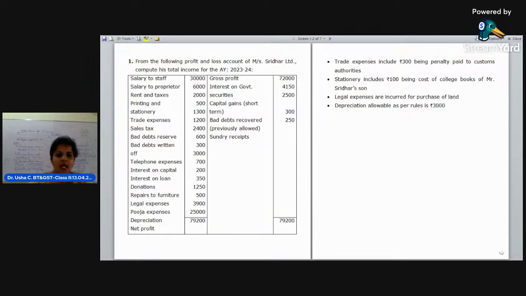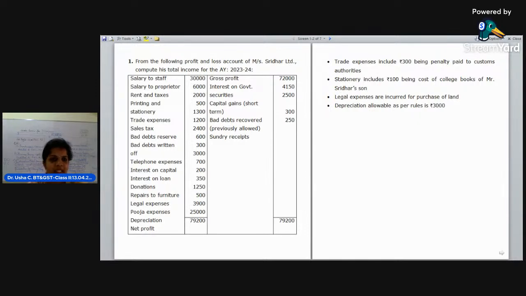Here, they have given the information relating to the computation of total income. So first, let us work out the taxable income from business. I'll read the problem now. From the following profit and loss account, compute the total income of Sridha Limited for the assessment year 2023-24. Assessment year is 23-24.